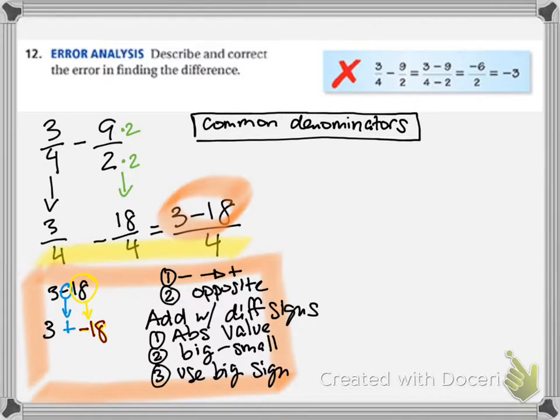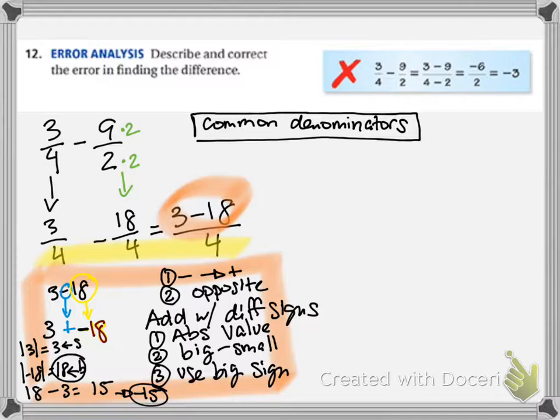Okay, absolute value. The absolute value of 3 is 3. The absolute value of negative 18 is 18. I'm going to do big minus small. So this 3 is the small one. This 18 is the big one. So I need to do 18 minus 3. That gives me 15. And then I need to use the bigger sign. So 18 had the bigger absolute value, and that was negative in my addition problem. So this 15 needs to be negative 15.